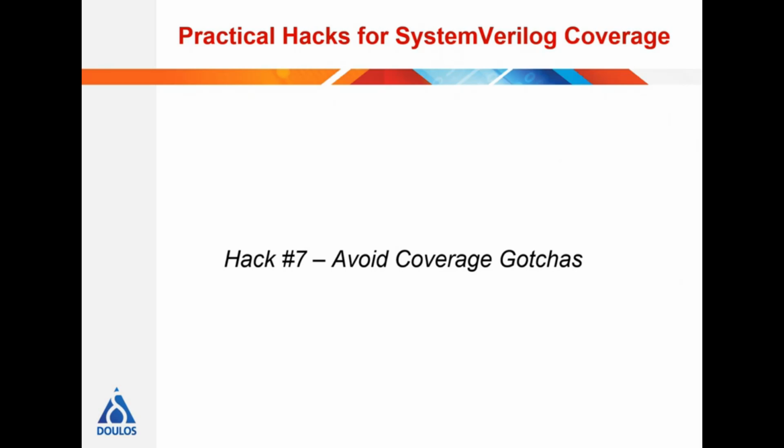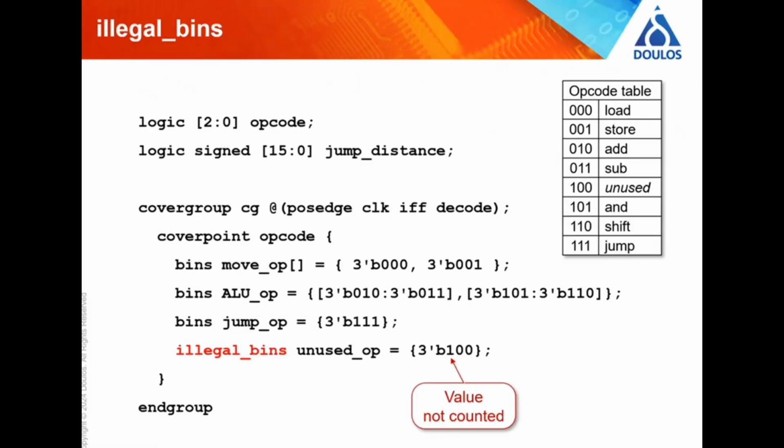All right. Last but not least, what are some things to avoid? Well, the first thing I want to talk about is illegal bins. Now, a lot of people like illegal bins. Illegal bins does the same thing as ignore bins. It removes that value from the coverage calculation. So here, in this case, we're just ignoring value 4 because we know it's illegal. But what illegal bins also does is it adds a check. So if it ever sees this value occur, it throws an error.